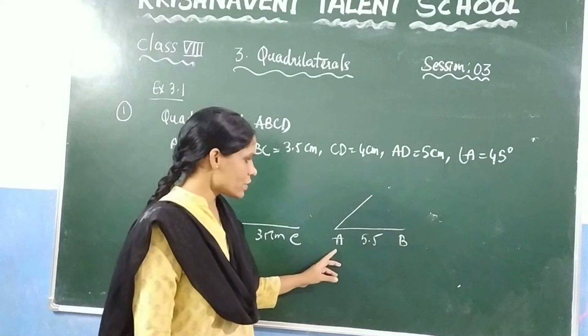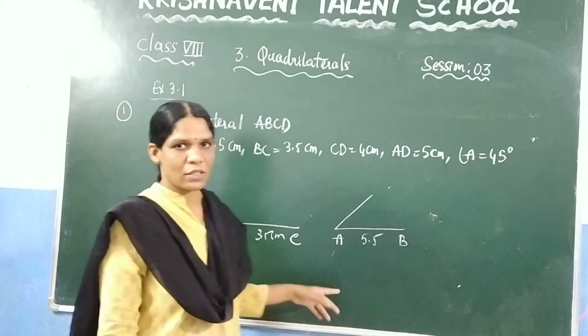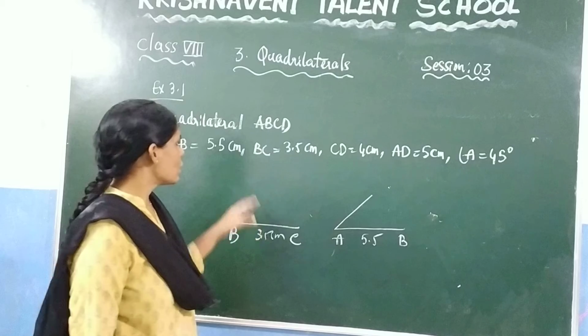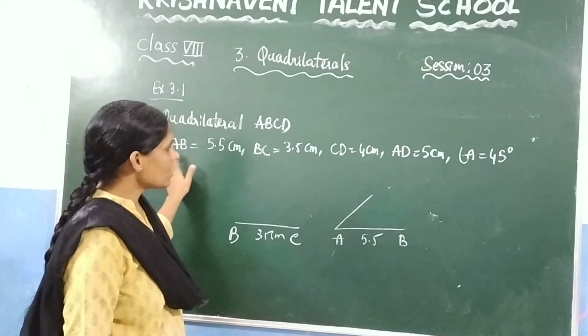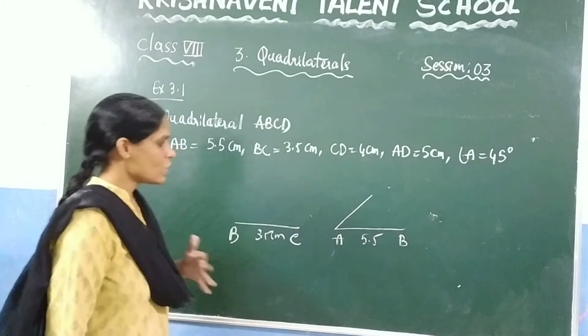So we need to choose the base such that at least one of the angles we know here. So in this case, since the angle A is known to us, we have to take the length of AB. Or you can take the length of AB also, anything you can take.